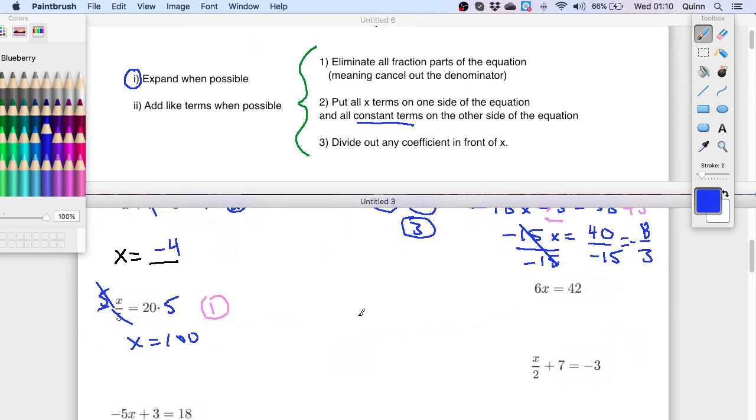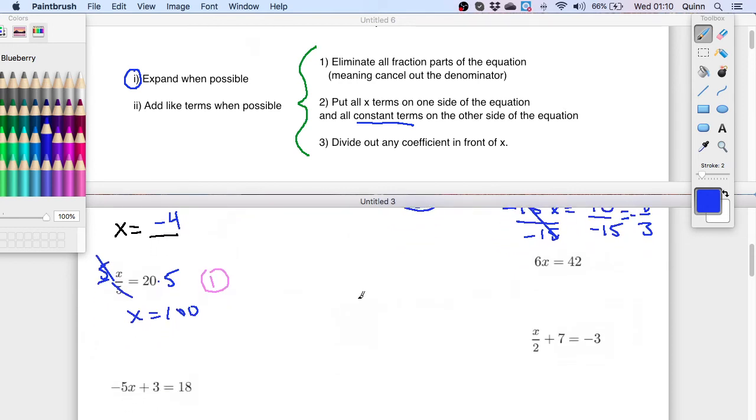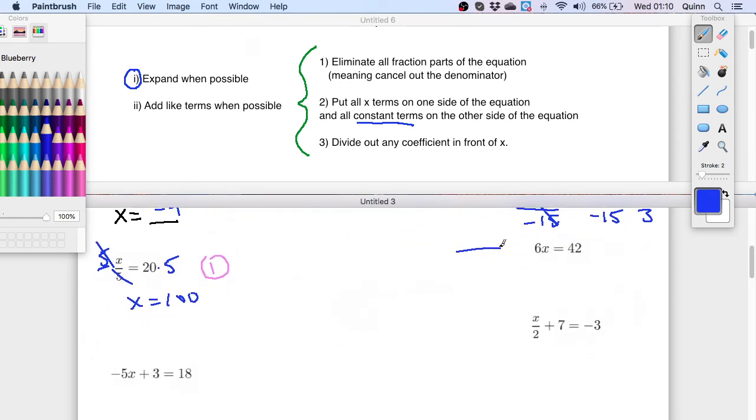All right. So let's look at this one here. 6x is equal to 42. Eliminate all fractions, meaning get rid of any denominators. There's no denominators, so we can go on to step 2. Put all x terms on one side and constant terms on the other. Well, it already has occurred because we have our x term on this side, our constant term on this side.